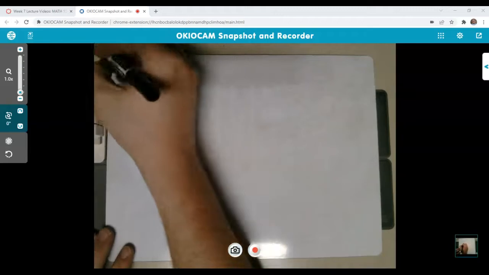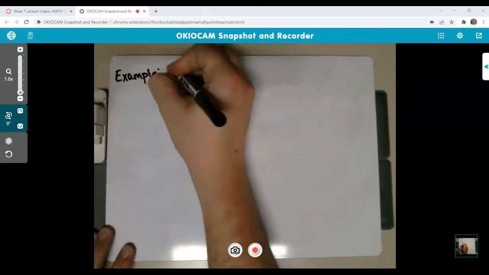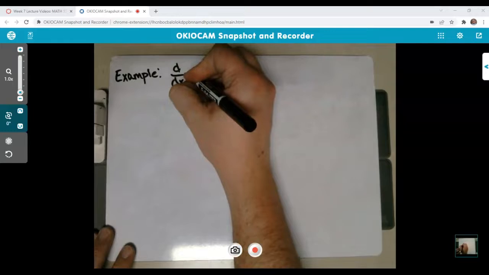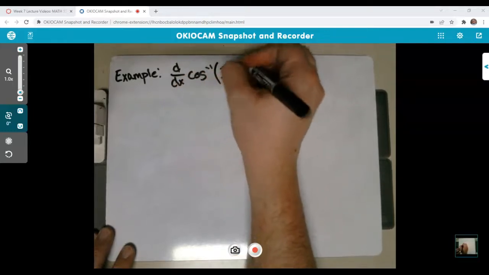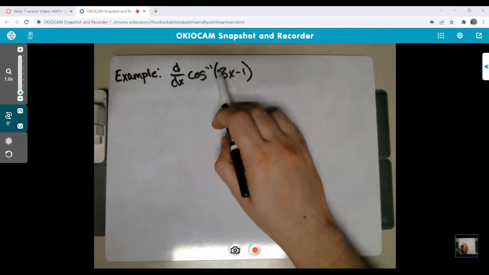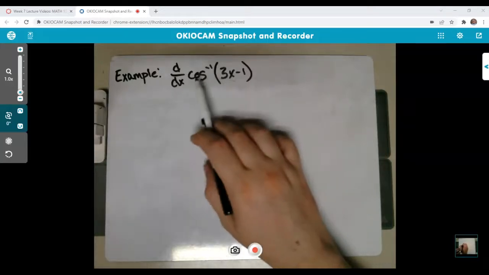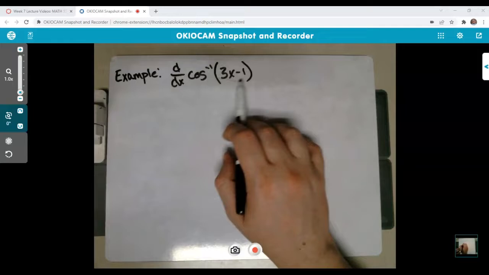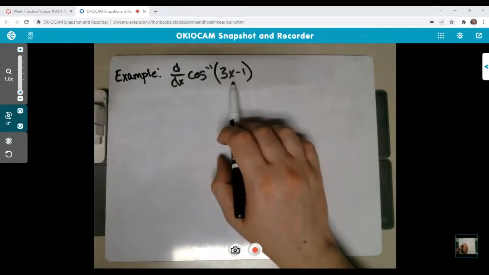Example. Let's find the derivative of inverse cosine of 3x minus 1. All right, so from this, the first thing I see is that I'm going to need the chain rule because I have something else inside of this bigger part, right? I have inverse cosine of some stuff, right? So because of that, I'm going to need the chain rule, okay?